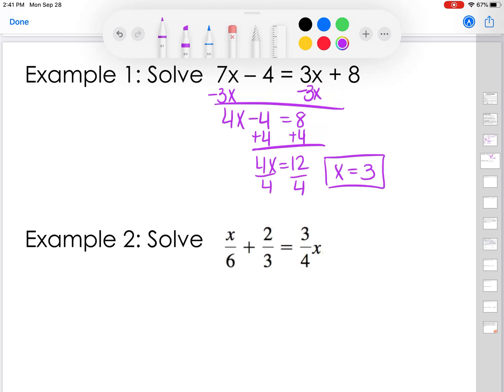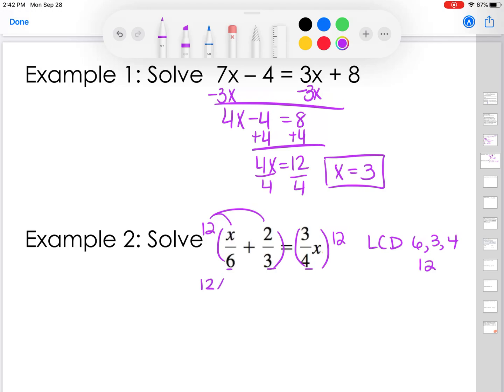So what's really nice about a problem like this, even though it looks terrible, is that if we can find a least common denominator, then we can multiply by it to make all of the denominators disappear. So I have a 6, a 3, and a 4. So the least common denominator of 6, 3, and 4 is going to be 12. So I'm going to multiply everything on both sides of my equation by 12, and that's going to make sure all my fractions disappear. So when I do that, I'm really distributing over here.